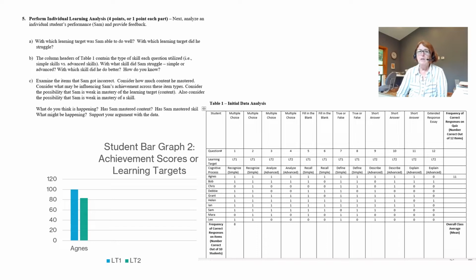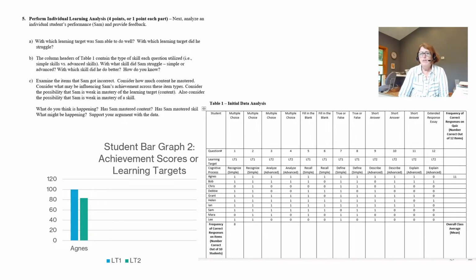B says the column headers of Table 1 contain the type of skill each question utilized. So for example, simple skills versus advanced skills. So let's think about that for a minute. There are some very simple skills, such as if a multiple choice question asks you to identify the meaning of a vocabulary word. Identify is a very simple skill. Whereas if a question asks you to analyze or create or apply, those are more advanced skills.